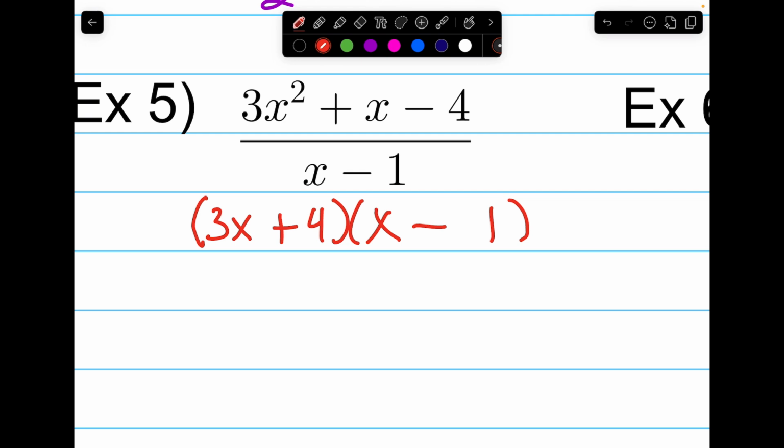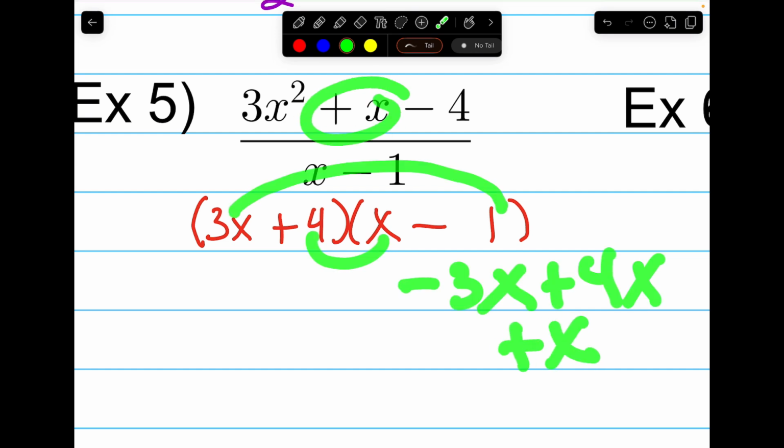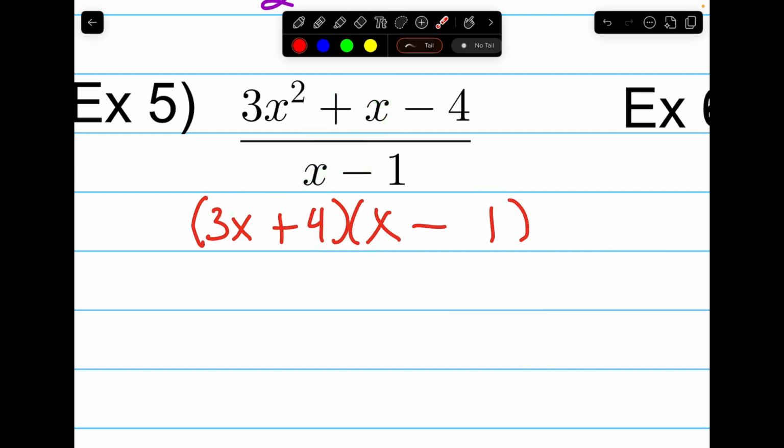I checked my work. Watch. 3x times negative 1 is negative 3x. 4x, that's a positive 4x. I combine those together and I get a positive x. And that's what I needed. Sweet. My denominator does not simplify. It's just going to be x minus 1.